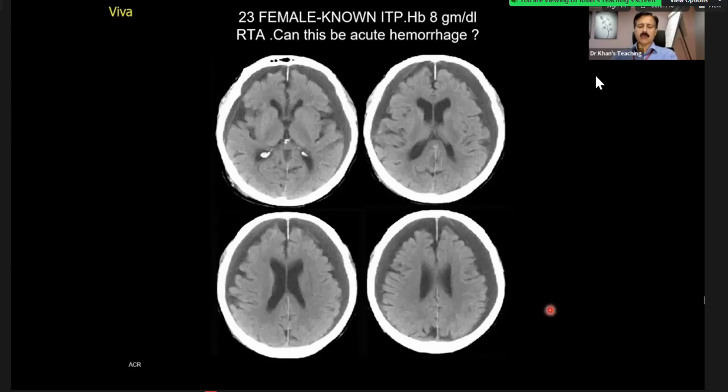Helicopter brings the patient to you maybe 12 hours down the road. Patient is still alive, but has lost a lot of hemoglobin. At presentation, it is only 8 grams. And when you do a CT scan, the hematoma might be low density. So that is the concept which you have to remember.